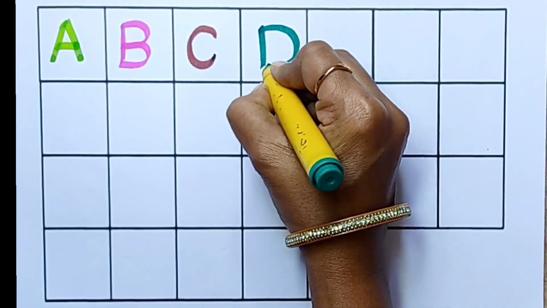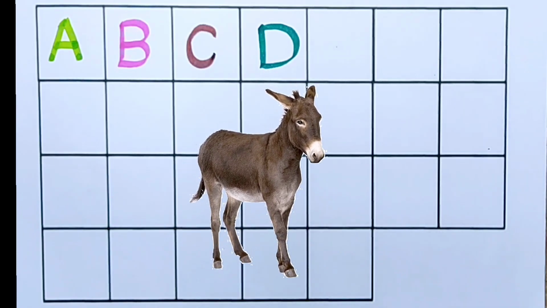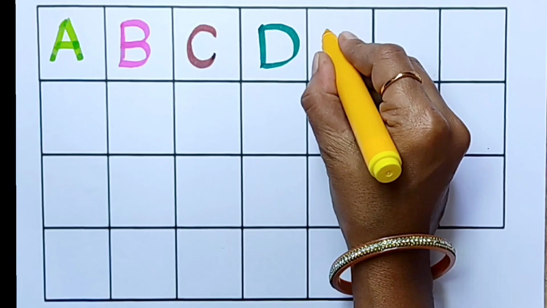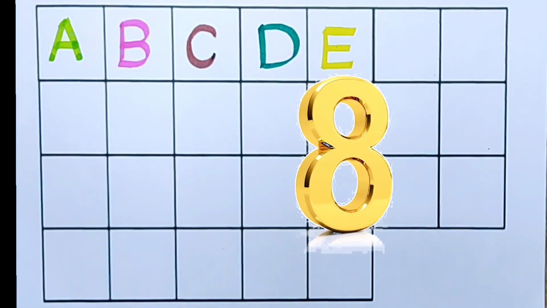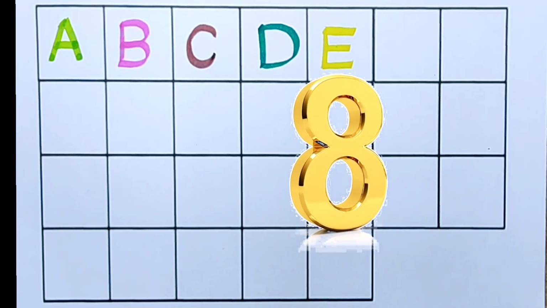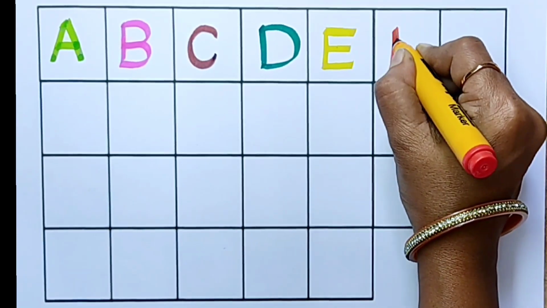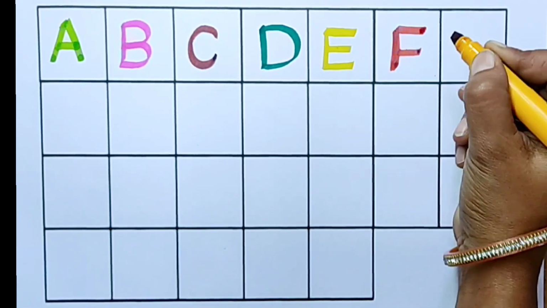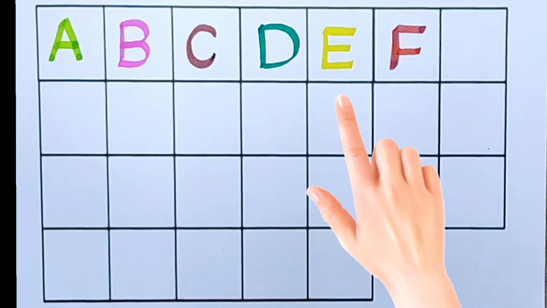D. D for donkey. E. E for eight. F. F for finger.